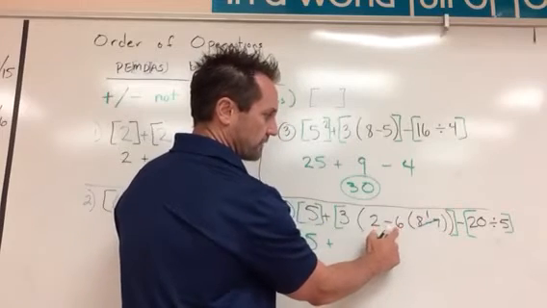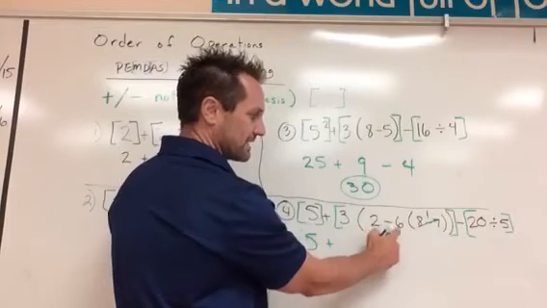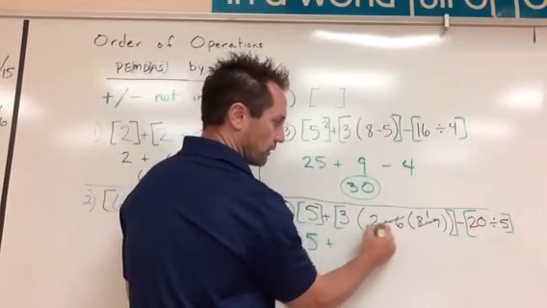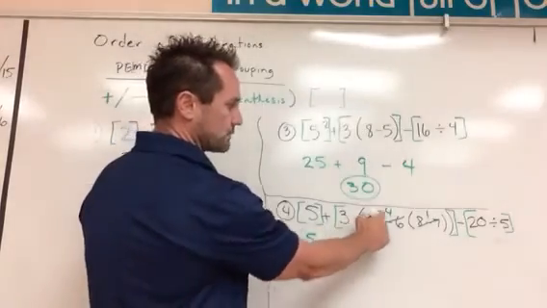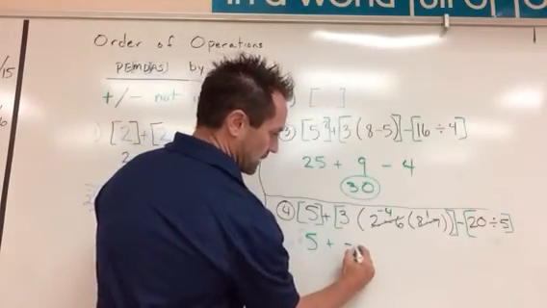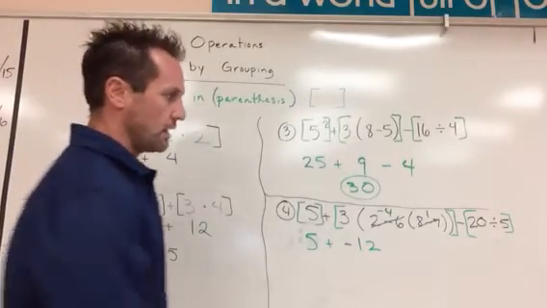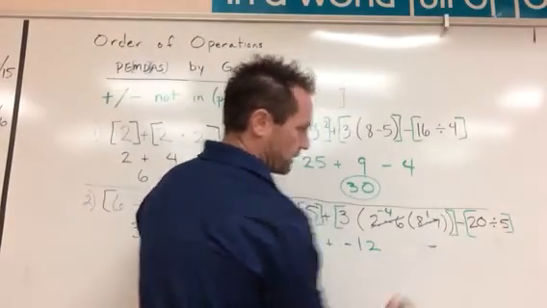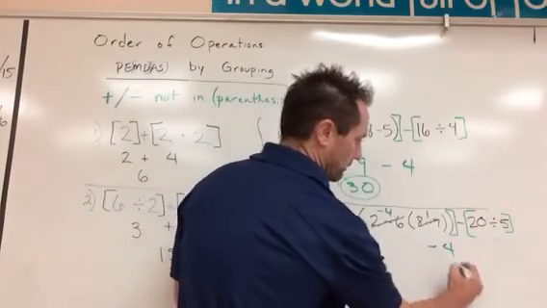1 times a negative 6 is negative 6. And then 2 minus 6 is negative 4. So we can make that a negative 4. 3 times a negative 4 is a negative 12. That's our second group. And then our subtraction sign over here. And 20 divided by 5 would be 4.